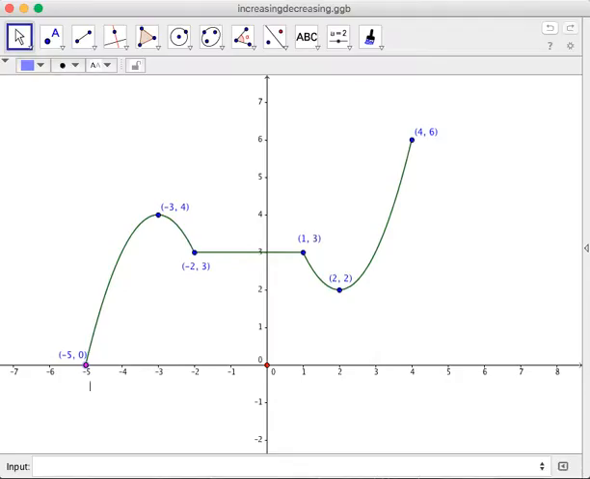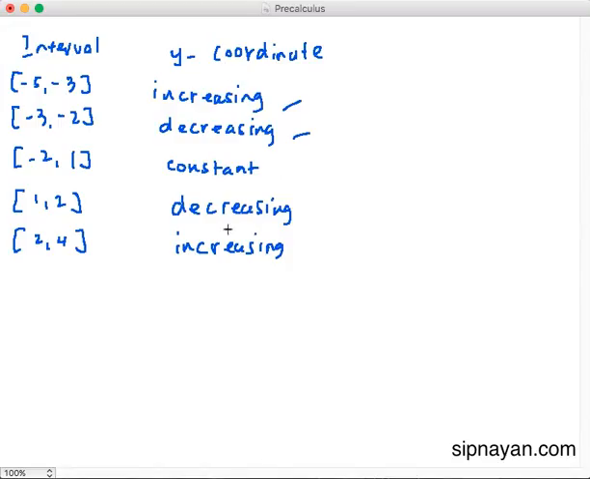From the previous video, look at the red point. Increasing. Then we said earlier, from negative 3 to 2, the function is decreasing. Look at the red. Here it is constant. Look at the red, decreasing. Look at the red, increasing. So actually, when you say increasing or decreasing, you are talking about the y coordinate of the function at that particular interval.